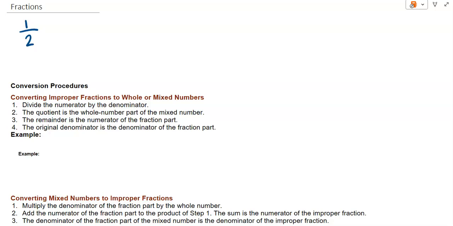Also, there are different types of fractions. So if your numerator is smaller than your denominator, we just call this a proper fraction. Okay, if we have your numerator that's greater than your denominator, this is an improper fraction. And then finally, if you have a whole number mixed in with a fraction, such as 1 1/4, this would be called a mixed number.